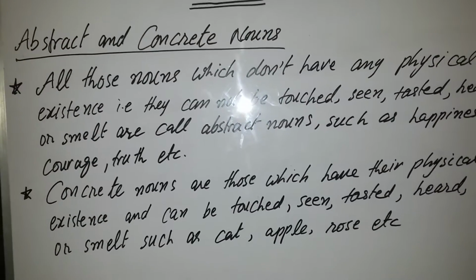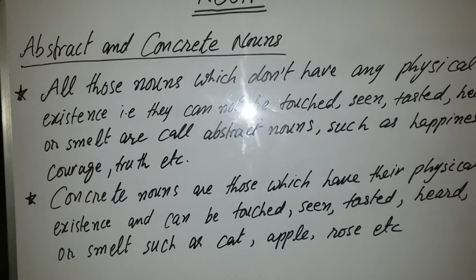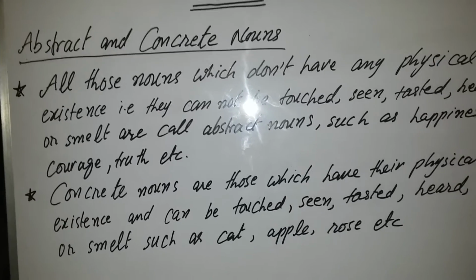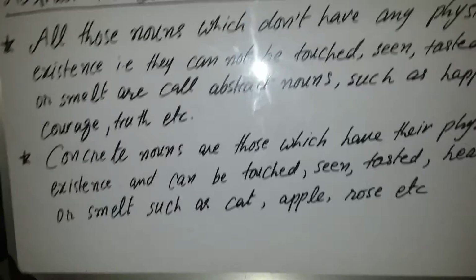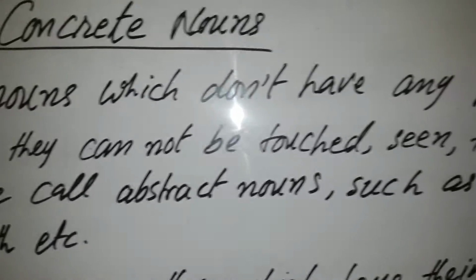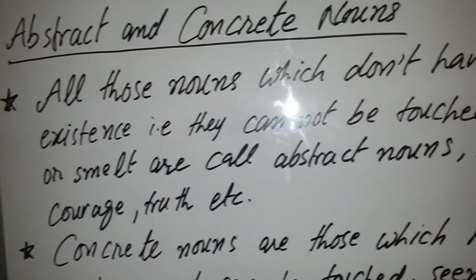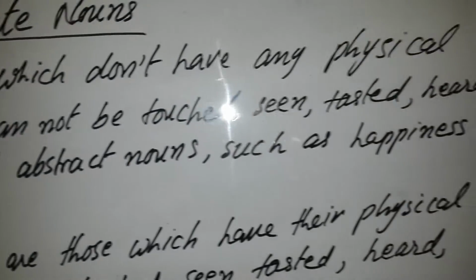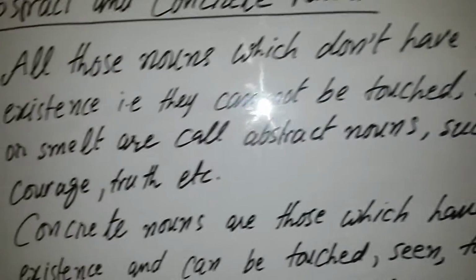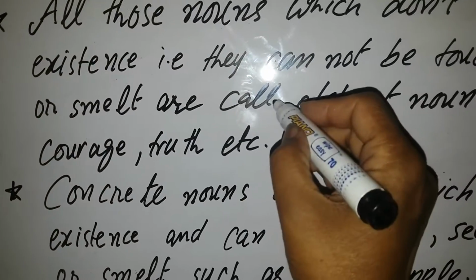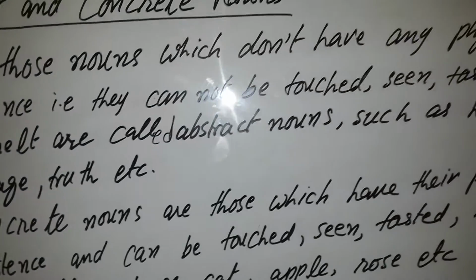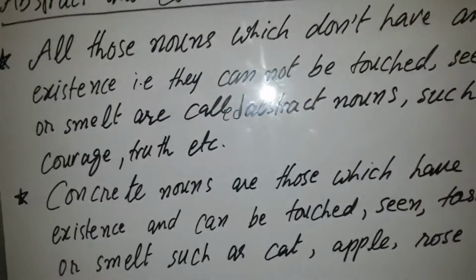Now the second pair of nouns is abstract and concrete nouns. First of all, the definition: all those nouns which don't have any physical existence, that is, they cannot be touched, seen, tasted, heard or smelt, are called abstract nouns, such as happiness, courage, truth, etc.